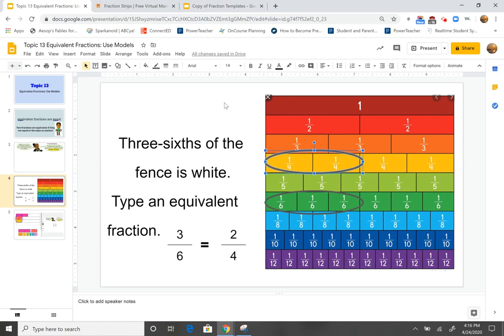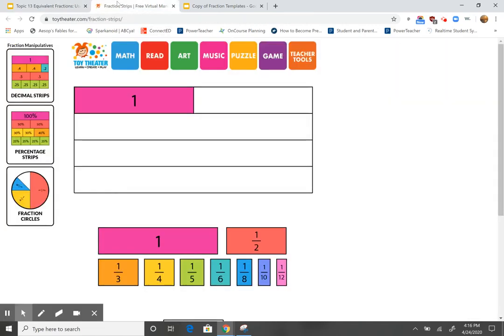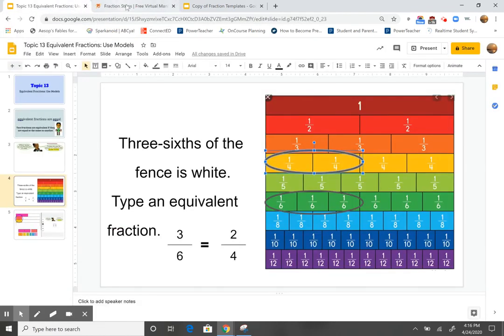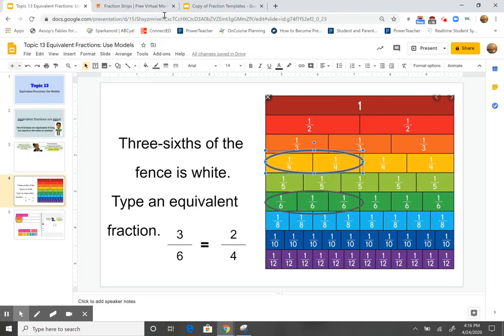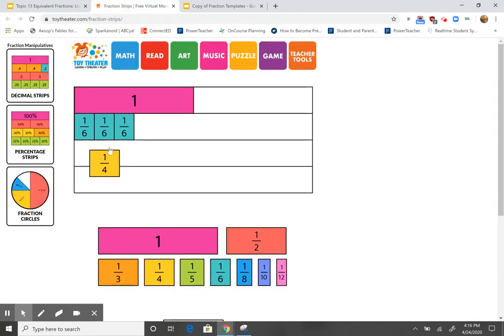You can also open up a tab and it will have the fraction strips. The only thing is you now have to go back and forth. 3/6 means 3 of the 1/6. So 1, 2, 3. Now the only thing here is you would have to try and figure out what works. That's why it's better to use this chart, and then you can come over here and check it. So I said 2/4 worked, and it does, it lines up. I also said 1/2 worked, and it does, and it lines up, okay?